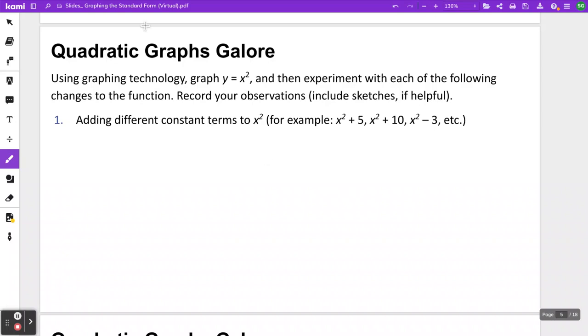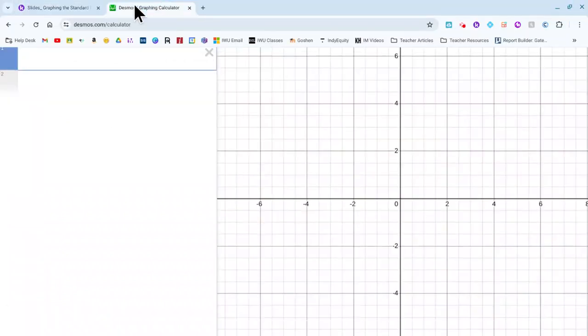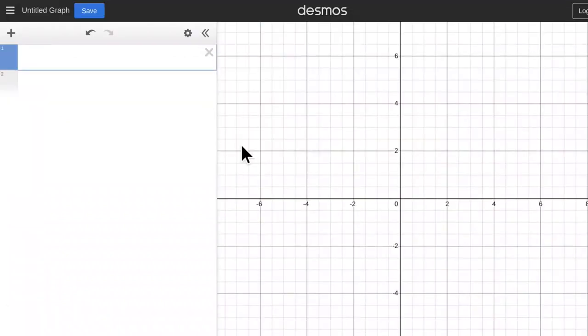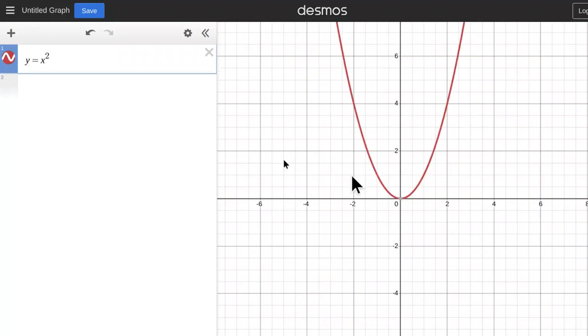So starting with this, I'm going to move us over to that Desmos website. And like I said, we're going to start off with the graph y equals x squared. Y equals x squared is this red line right here. Notice it's some of the stuff we've said. It's a quadratic graph, so we've got that parabola there, that U-shaped curve. And then from this as my starting point, I'm going to change this equation by adding some constants.